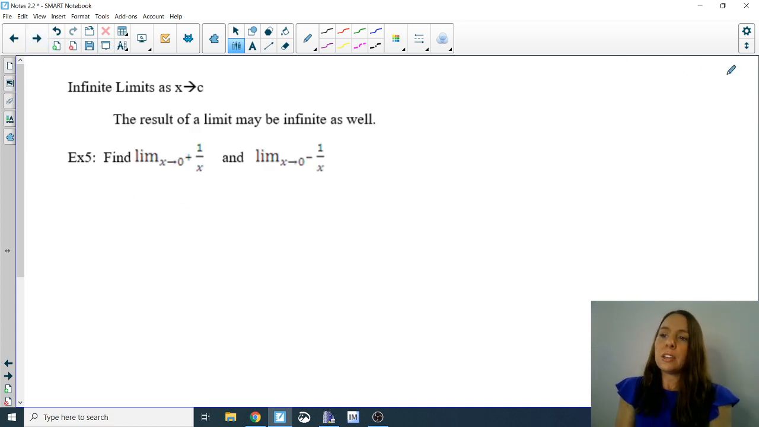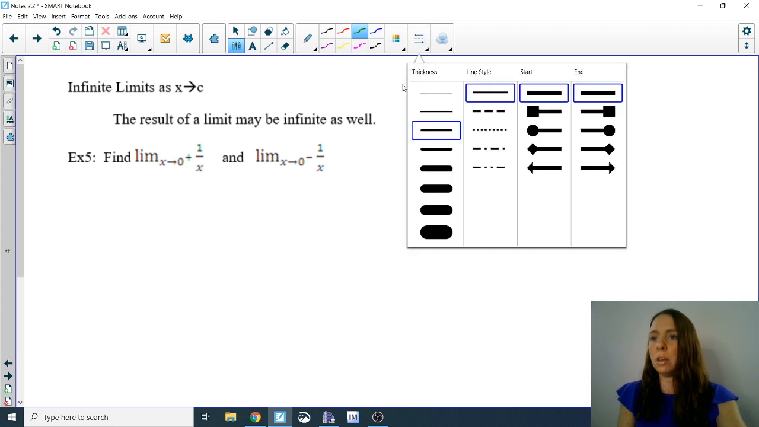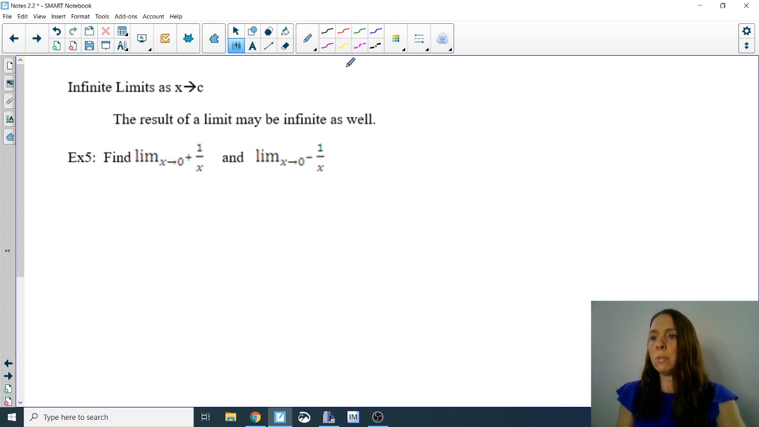Okay, for the next section of this set of notes, we need to talk about the result of a limit being infinity. So let's just jump straight into example 5. What we're asked to find here is the limit as x approaches 0 from the right of 1 over x and the limit as x approaches 0 from the left of 1 over x. Now, it may be important to note, sometimes I have students who think about this stuff ahead of time and they're like, wait a minute, I remember something about this.